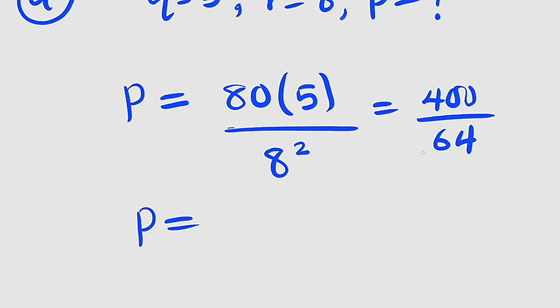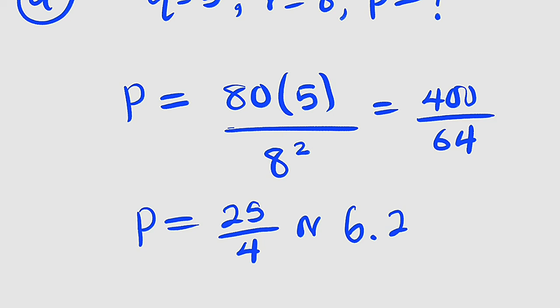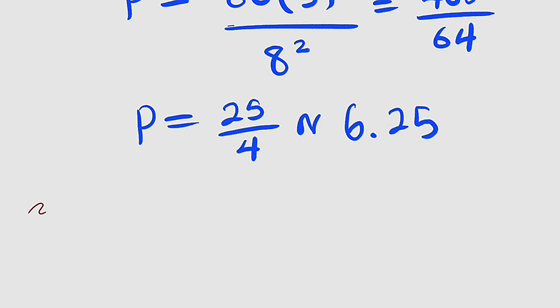P is equal to, we can write this one to the lowest term, which is going to give us 25 divided by 4. And 25 divided by 4 in decimal form is the same thing as 6.25. This is just the value of P. Now let us move on to the second question, which is the B part.